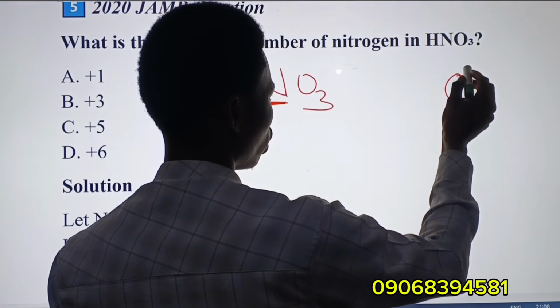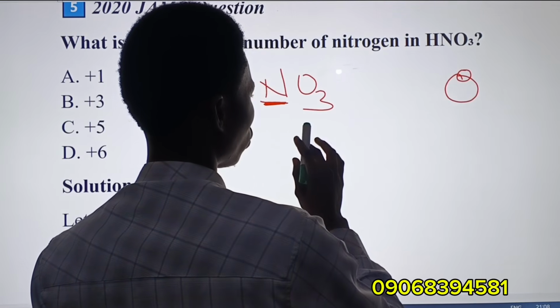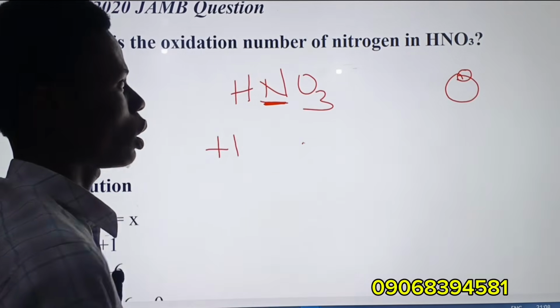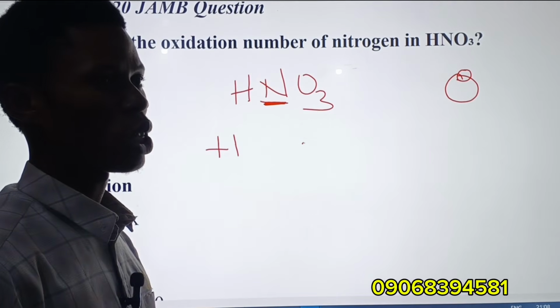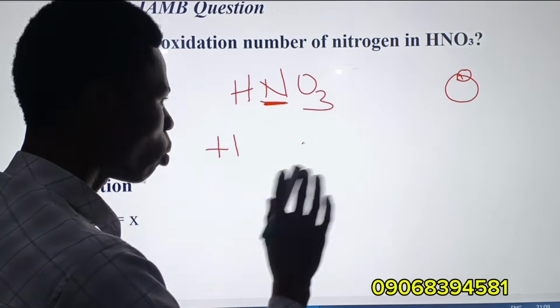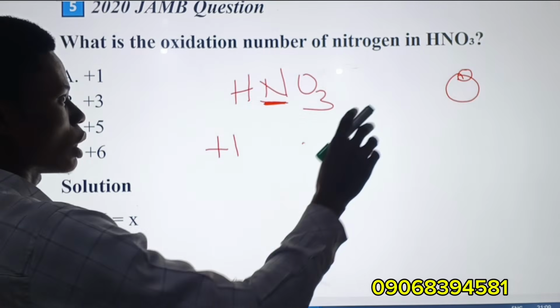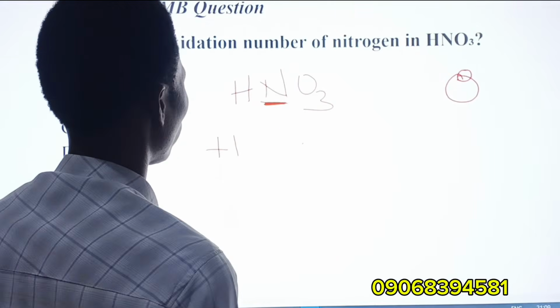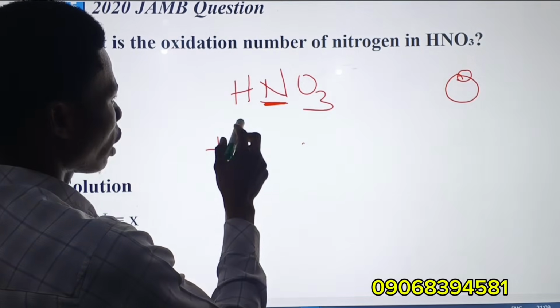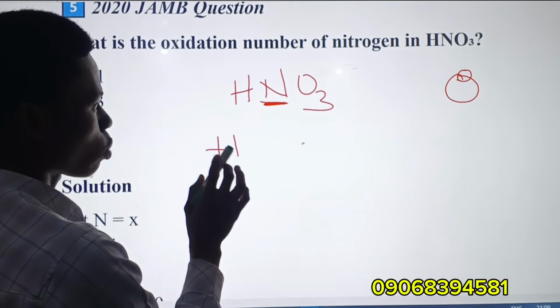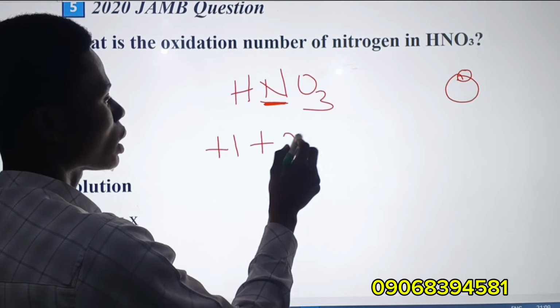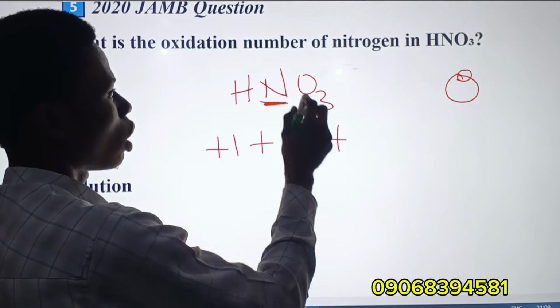So if I'm drawing the shell, it's just one electron. So hydrogen will prefer to give out this one. It becomes +1, except in peroxides, where it becomes -1. Normally, sorry, in hydrides, normally it is +1. So the oxidation number of hydrogen here is +1. Then plus nitrogen is what we are looking for, we'll call it X, plus oxygen.